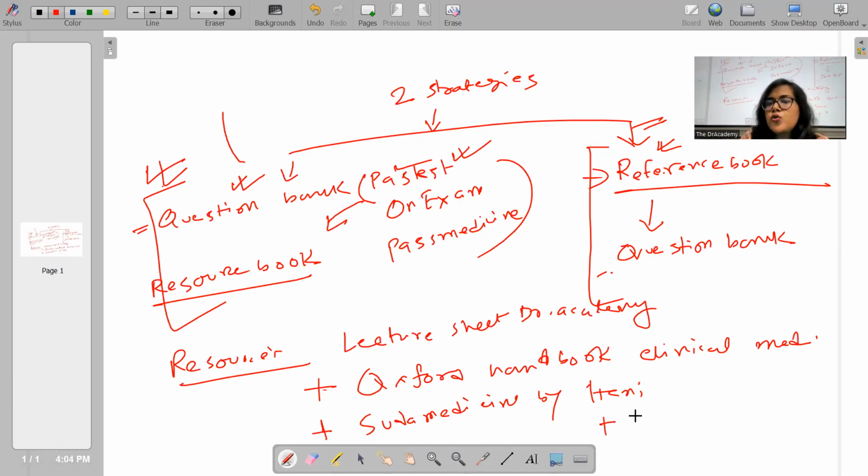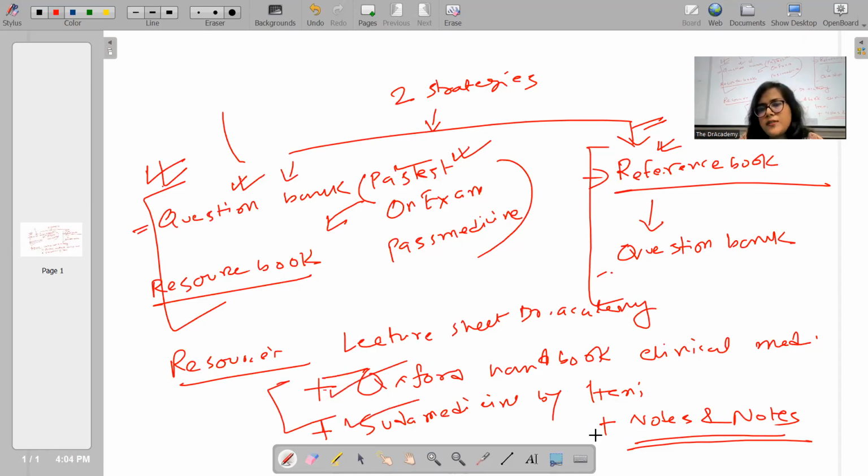And a lot of people do go through Notes and Notes. This is not really my personal preference, but I have heard 9 out of 10 people go for Notes and Notes. My personal preference will be the combination of Oxford Handbook of Clinical Medicine and Sudha Medicine. Sudha Medicine will help save your time, especially if you're trying to summarize everything you have read so far within 3 to 4 days, okay? This book is going to be a lifesaver. But Notes and Notes is definitely going to take a lot more time, and it is the most recommended book, and I would say it has a 90% success rate, okay?